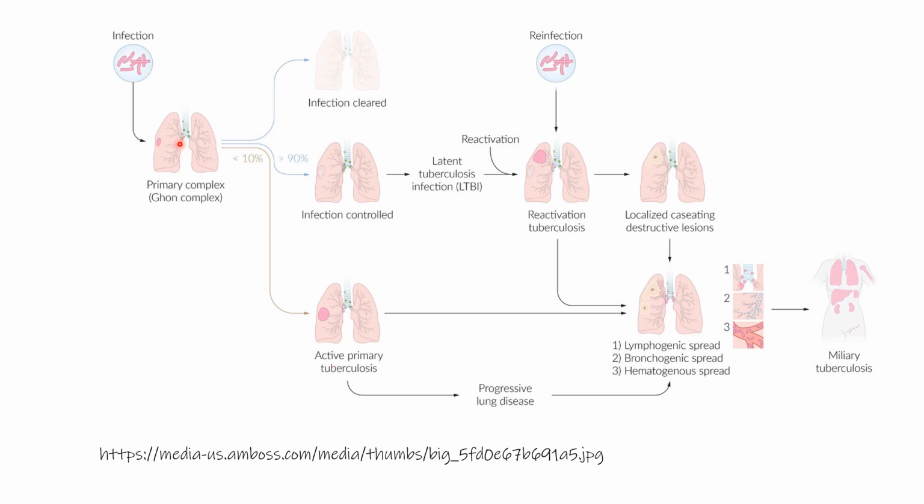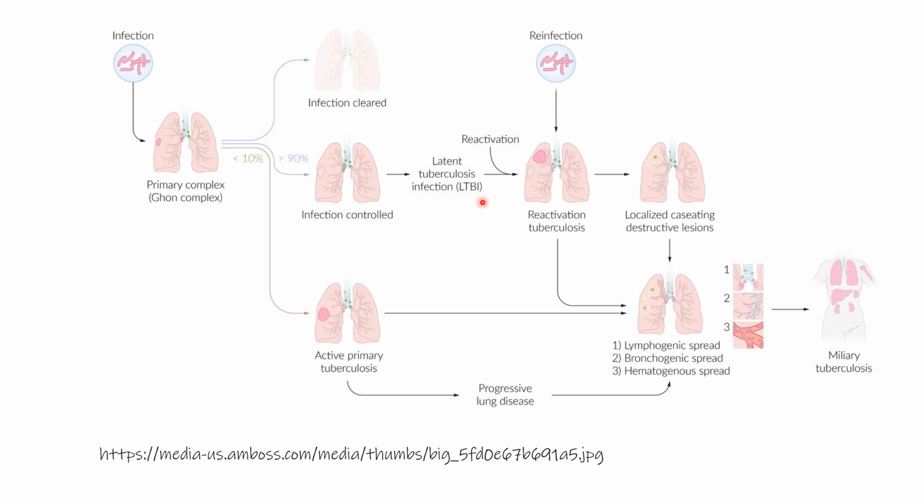So I got infected, and then after getting infected, the infection was cleared. The second one, I got infected. My immune system could not clear the infection. However, it controlled the infection. We're going to talk more about how it controls the infection. Now, this is called latent tuberculosis infection, or TB infection.